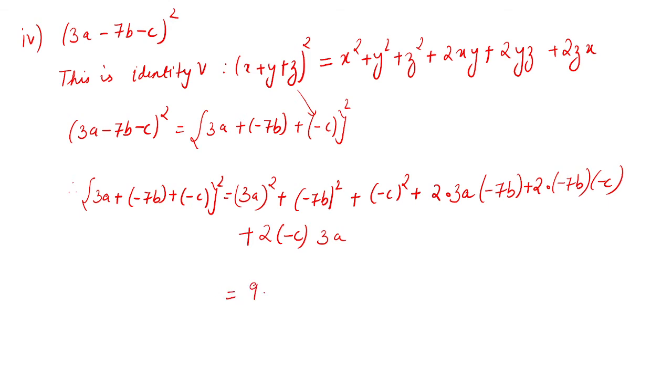Now you open up the bracket. You will be getting this as 9a square. Minus 7b, the whole thing square, you'll get it as 49b square. Alright, minus c, the whole thing square becomes c square. Plus, now you look at this. Minus into plus becomes minus. Minus plus into minus becomes minus. 2 into 3 is 6. 6 into 7, 42. A into b, ab.